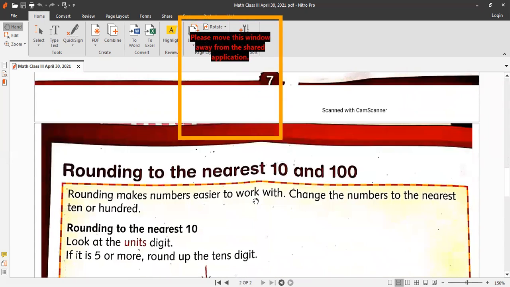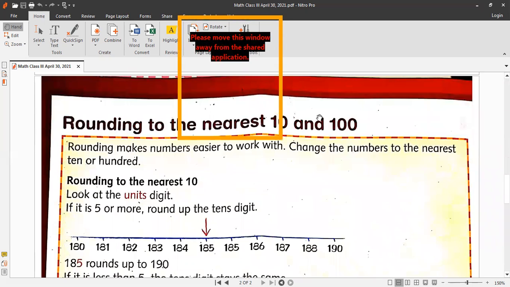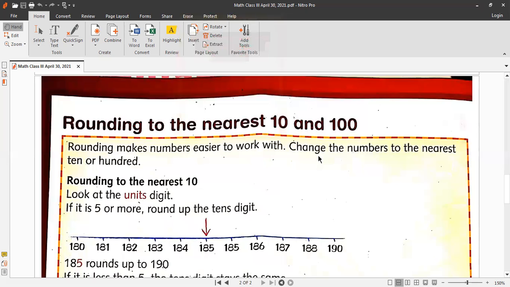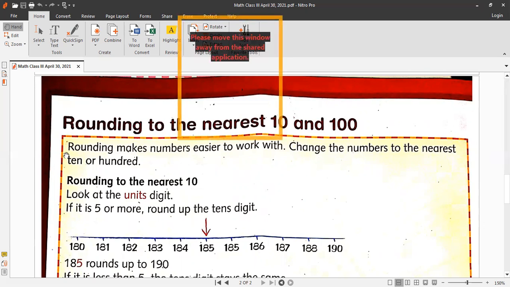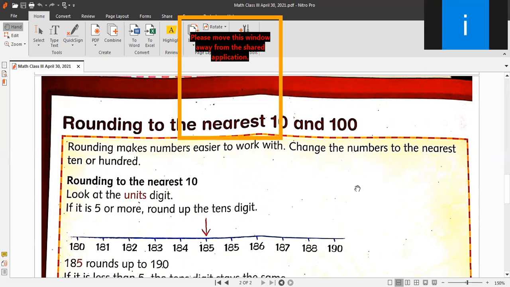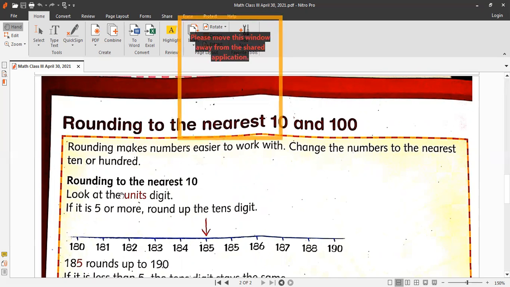Now come to page number 8. On page number 8, we are going to do the new concept, that is rounding. Rounding to the nearest 10 and 100. So how do we do rounding? First we are going to read this. Rounding makes numbers easier to work with. Change the numbers to the nearest 10 or 100.